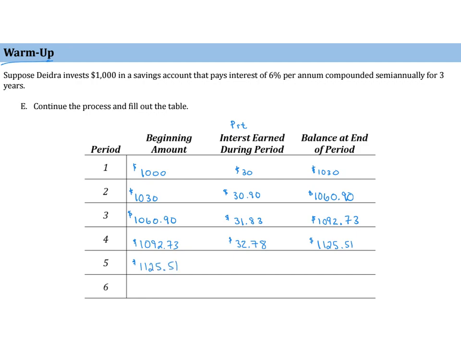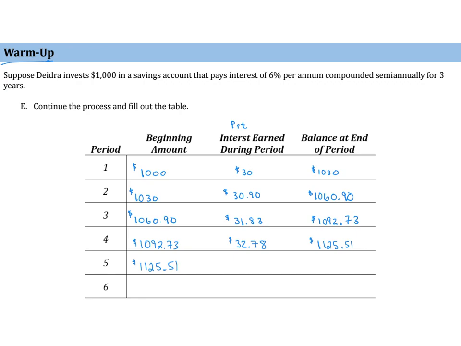Now, if this were simple interest, this center column would all stay the same because you're only ever earning interest on the original amount. But we're earning interest on our original amount plus the accumulated interest before that. So what is the interest earned for the fifth period?